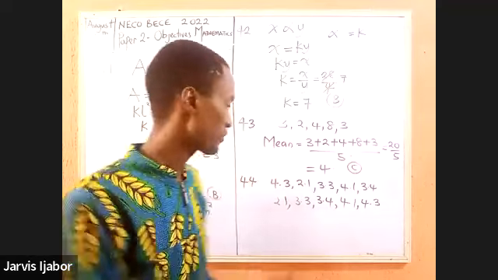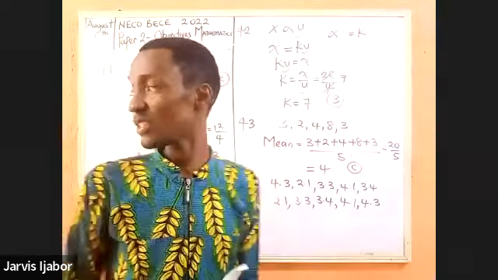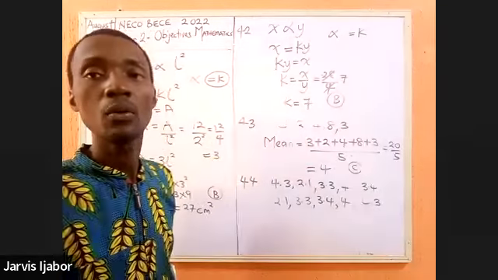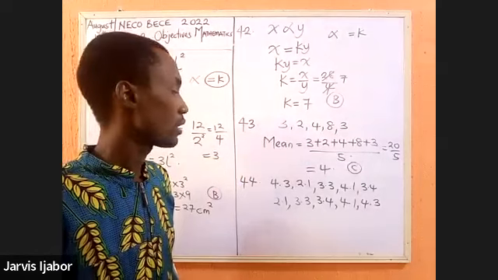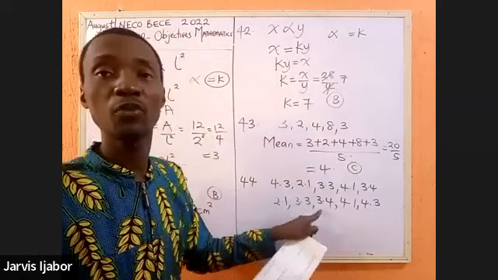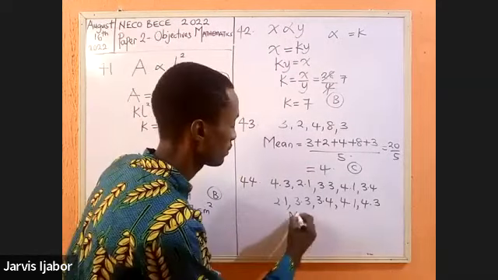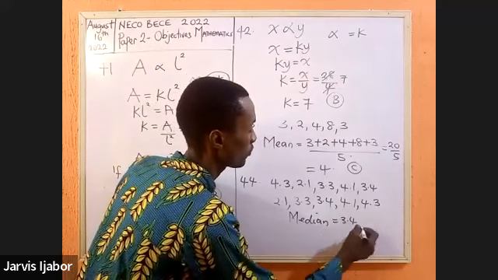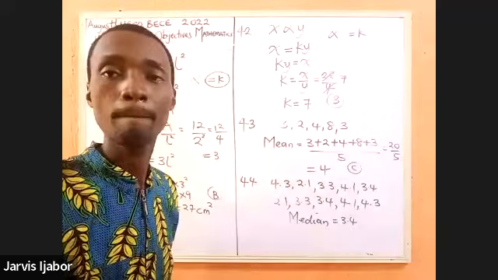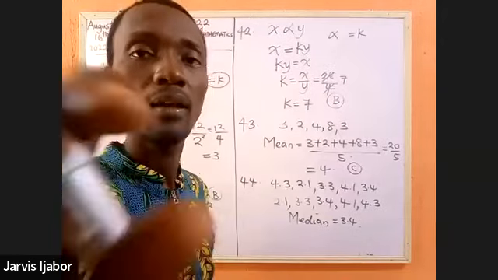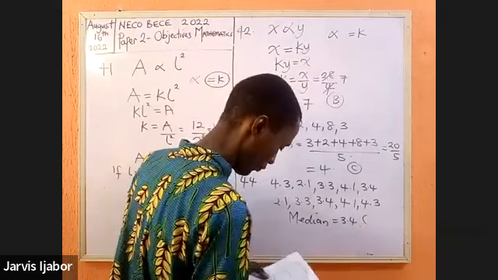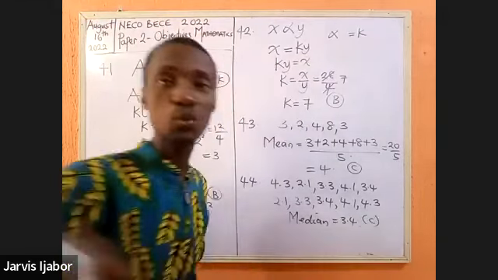So 5 plus 1 will give me 6, and as such, the median will exist at the middle, which will now be what? 3.4. So median will be equal to 3.4. Option will be what? 3.4 will be C. So that option will be C.